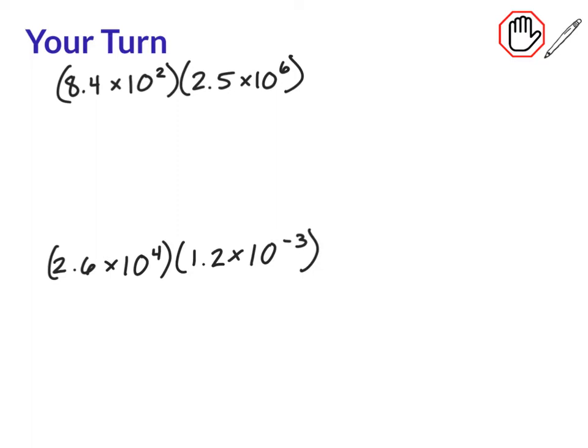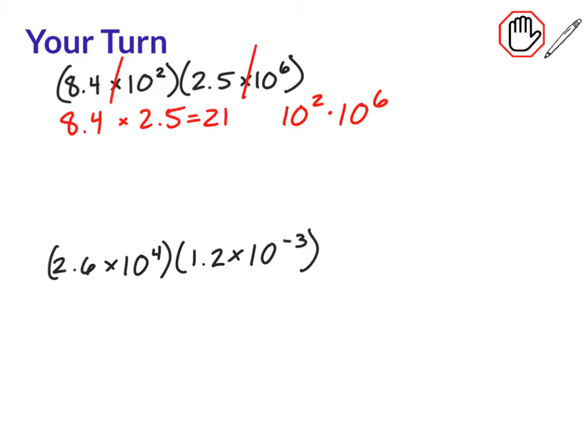I'm going to start off this problem by turning it into 2 separate problems. So I'll multiply 8 and 4/10 times 2 and 5/10. And then I'll multiply my base 10, so 10 to the power of 2 times 10 to the power of 6. I know that 8 and 4/10 times 2 and 5/10 equals 21. So I'm going to have to convert this later.